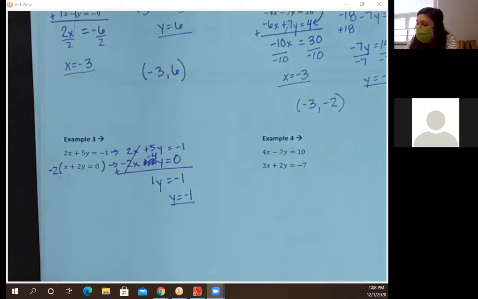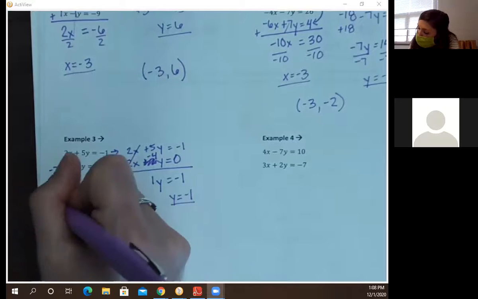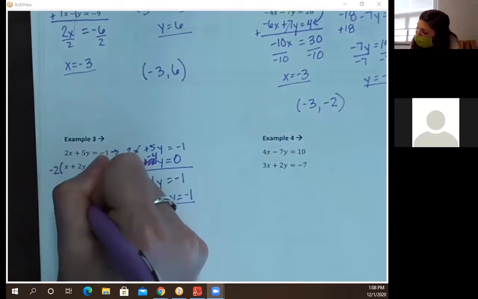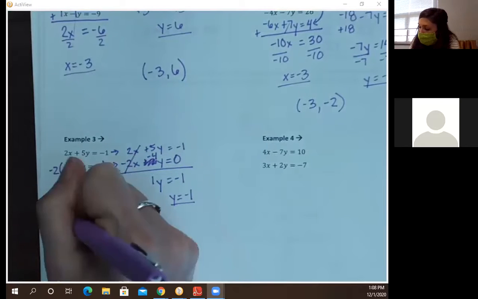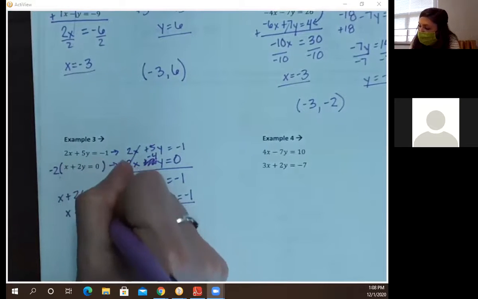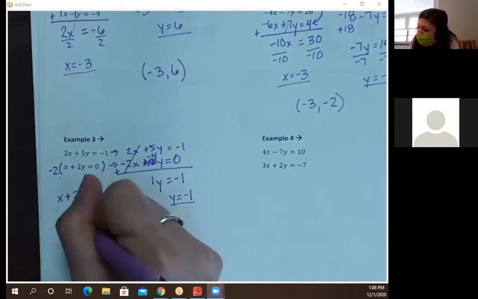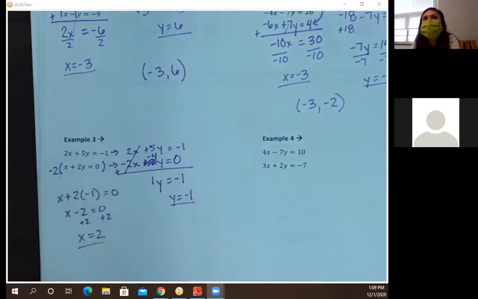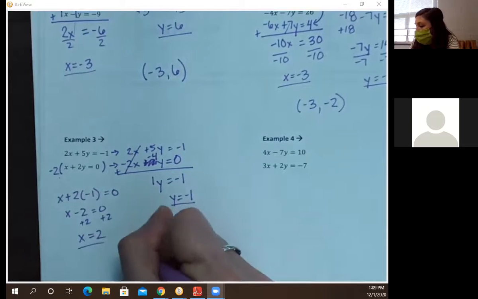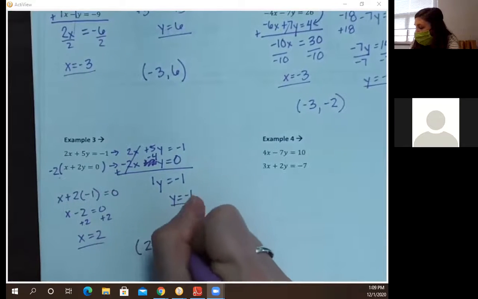Now I'm going to plug that into one of my original equations and solve for x. I'm going to choose to plug it into the bottom equation. That seems a little easier to me. If you'd rather plug it into the top, that's fine too. So I have x plus 2 times negative 1 equals 0. So this is x minus 2 equals 0. Add 2 to both sides to get x by itself, and we get x to be 2. So my solution as an ordered pair is 2 comma negative 1.